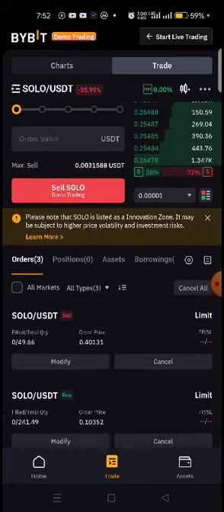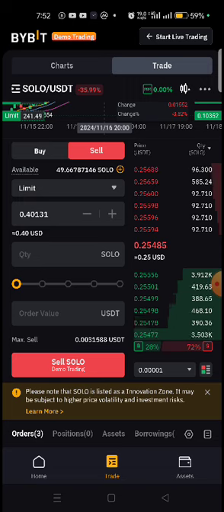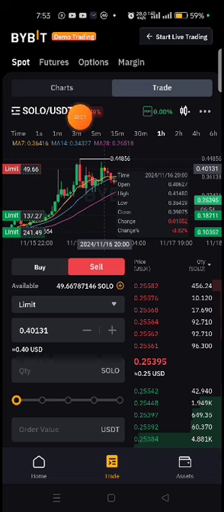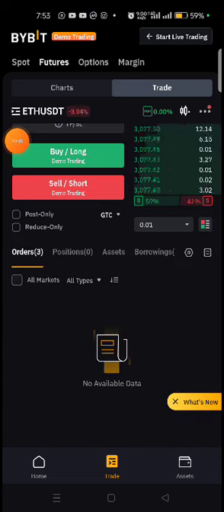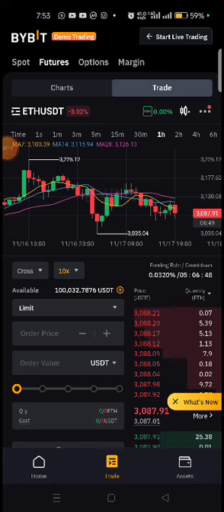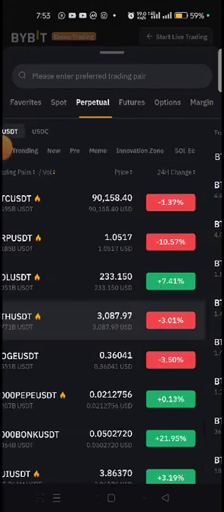I've taught you how to do dollar cost averaging. You have $100, don't trade the whole $100 at once. You can be trading it in 50-50, $20 or $25 or $30. Now let's get to derivative futures. When you come to here, spot, you click on futures up here. Now on futures, I'm going to be trading. Let me look for a coin that is very, very low on futures here.